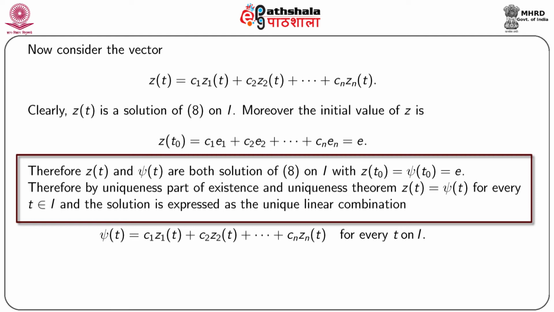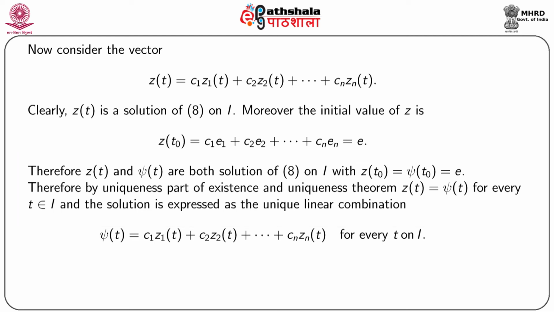Therefore, by the uniqueness part of the existence and uniqueness theorem, z(t) = psi(t) for every t belonging to I, and the solution is expressed as the unique linear combination psi(t) = C1 z1 + C2 z2 + ... + Cn zn for every t on I.